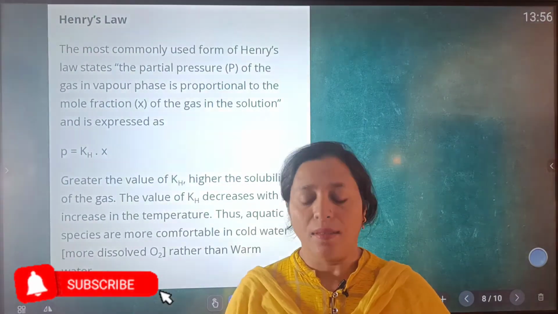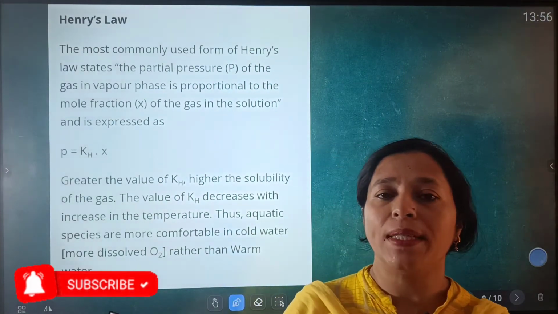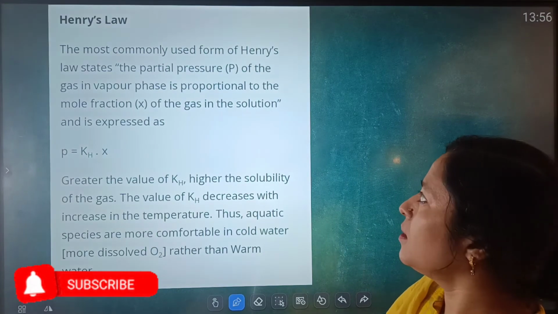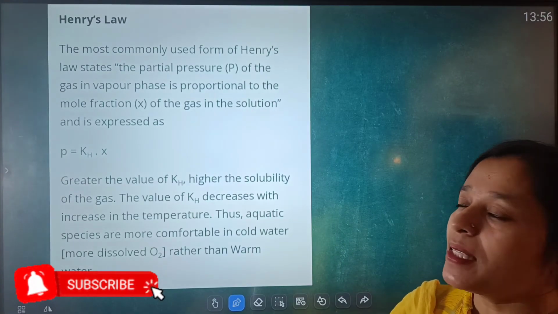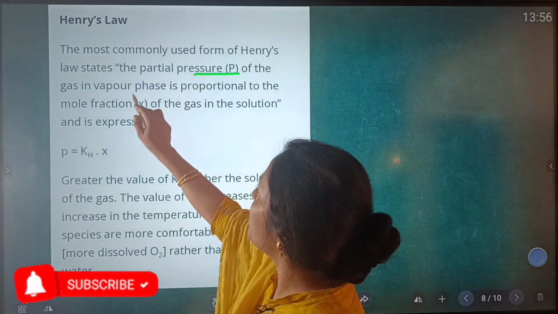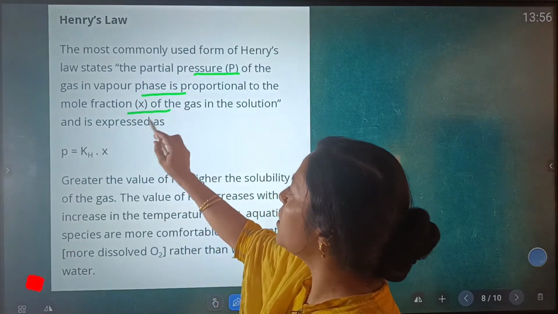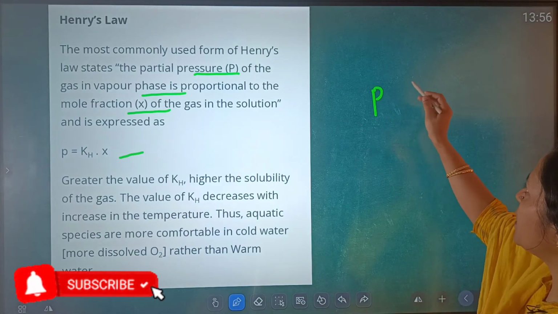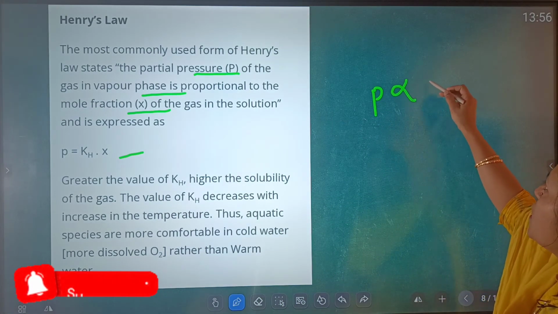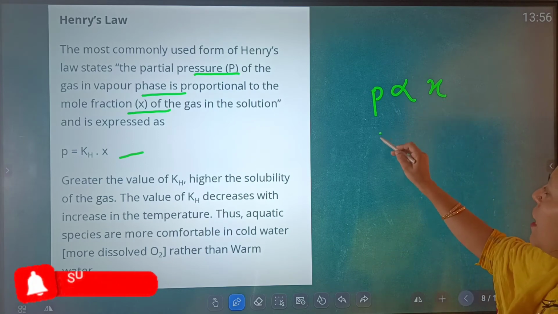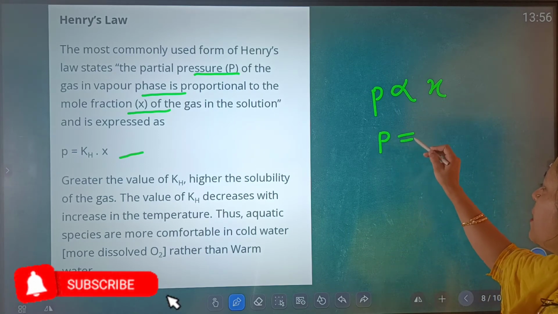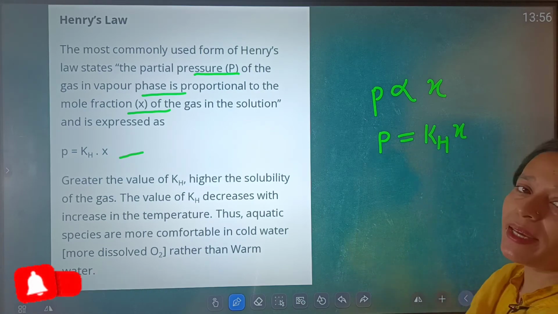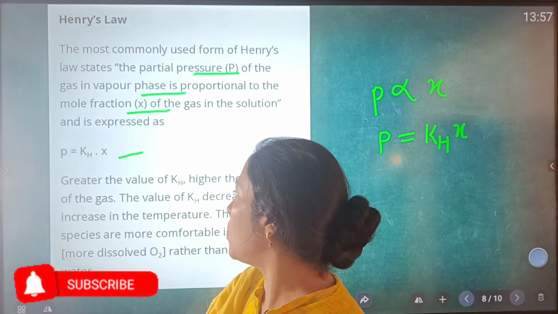In this chapter, the chapter that has come in your 12th class, it includes Henry's law. What does it say? It says that the partial pressure of a gas in the vapor phase is proportional to the mole fraction of the gas. That is, the partial pressure of any gas is directly proportional to its mole fraction, and when we remove this proportionality sign, we get Henry's constant. The law is given by Henry, so it is Henry's law.